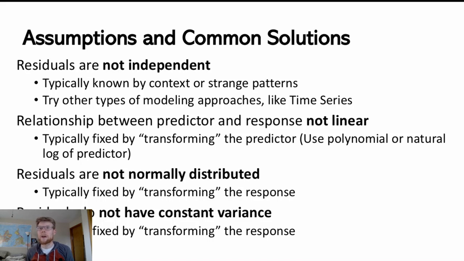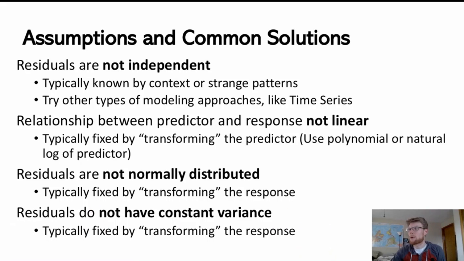As a reminder, our class divides this into four categories of assumptions, and I will go over them here for a second. The first is that residuals are independent. The assumption violation would be that our residuals are not independent. What we mean by that is there's some kind of a pattern in how we selected the observations.